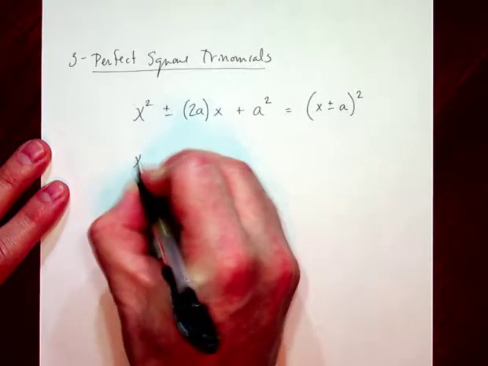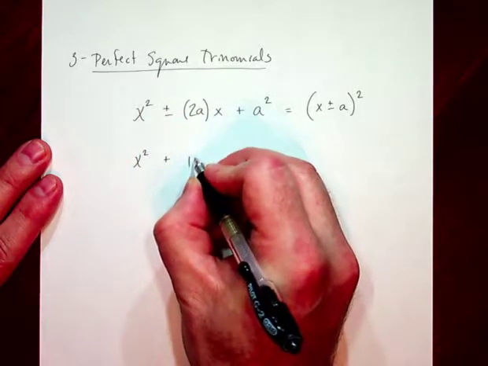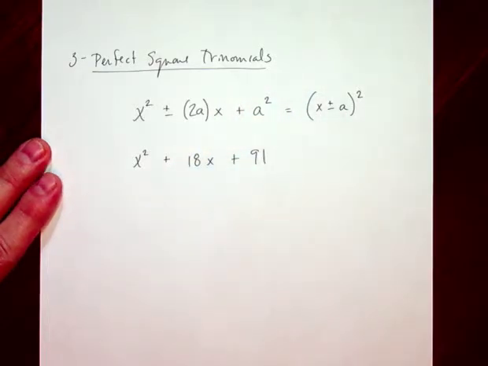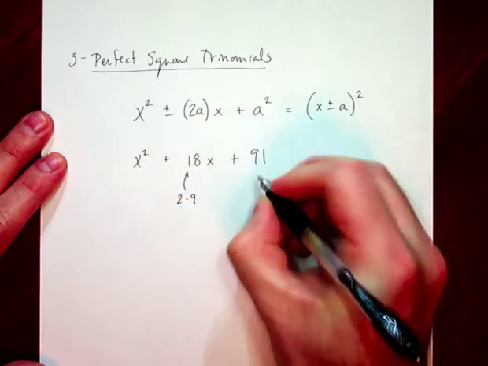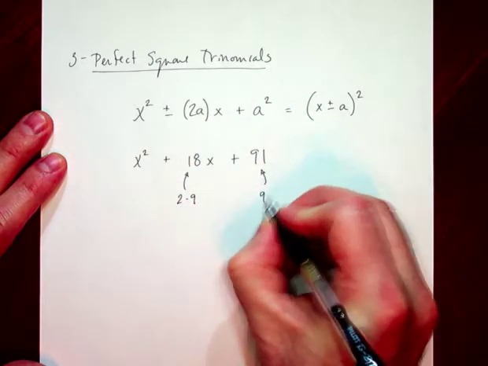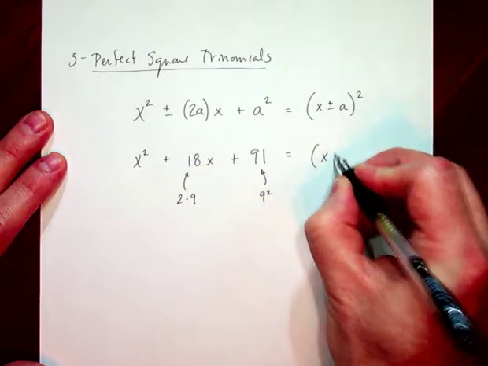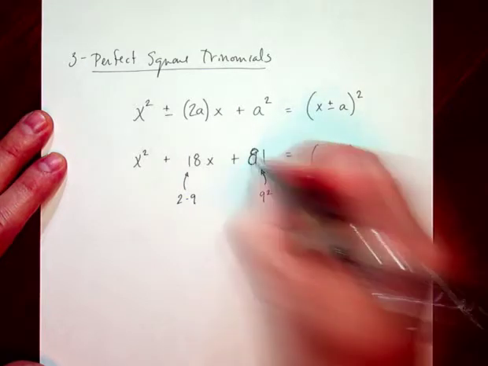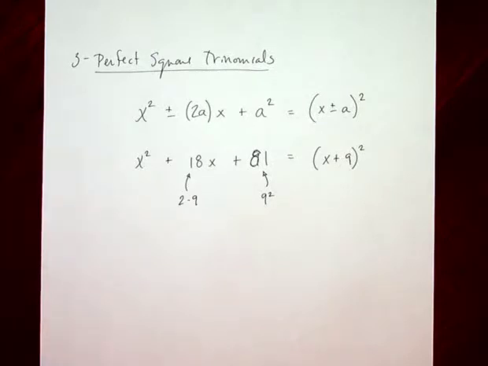So if you have x squared plus, let's do 18x plus 81, you basically need to identify that as 2 times 9 and identify that as 9 squared. And once you do, it should be really, really easy to call that x plus 9. Sorry, that should be 80. Should be 81. That's what happens when I get going too fast. X plus 9, squared. Okay.